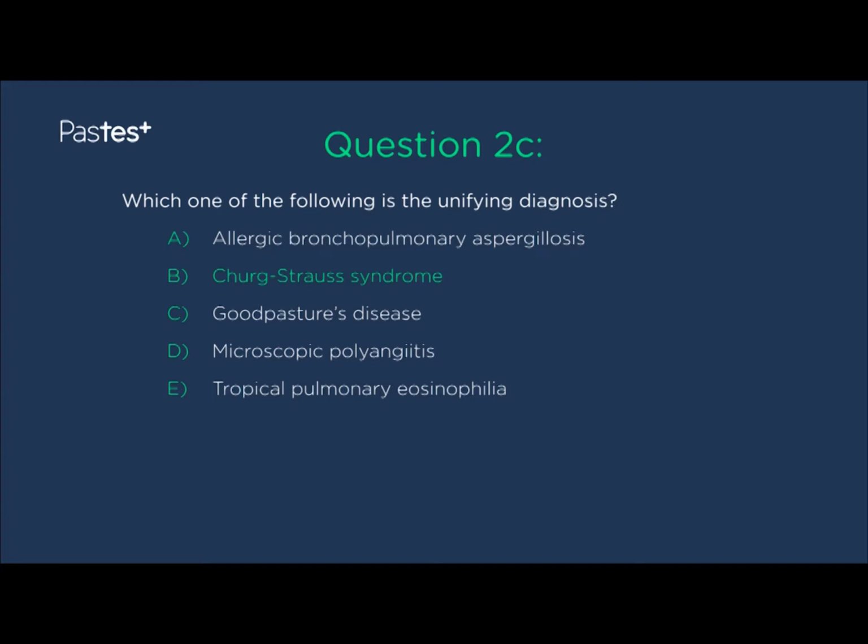Goodpasture's disease, so that's anti-glomerular basement membrane disease, causes pulmonary renal disease. And I wouldn't certainly start attributing a foot drop to Goodpasture's. Microscopic polyangiitis? Well, that's another one of these ANCA-associated vasculitides, but it doesn't quite explain the eosinophilia. We'll ignore it. That was a red herring thrown at you.